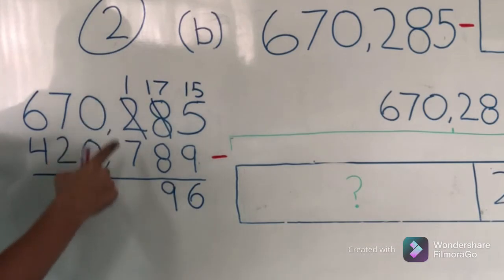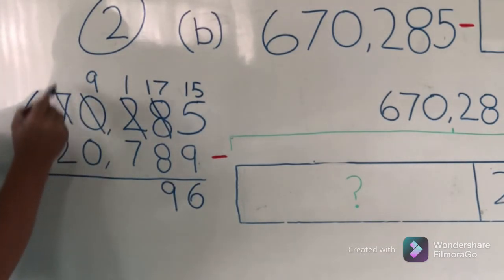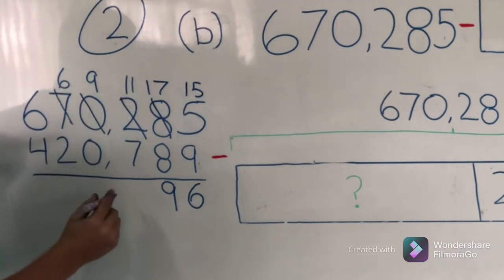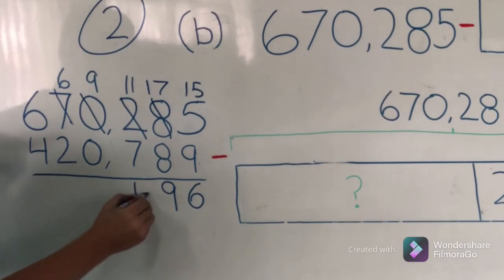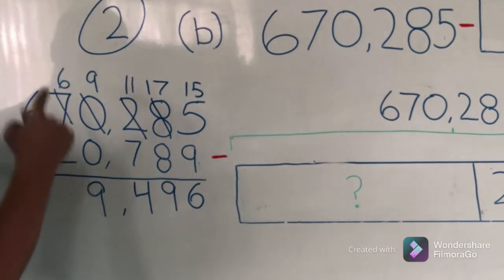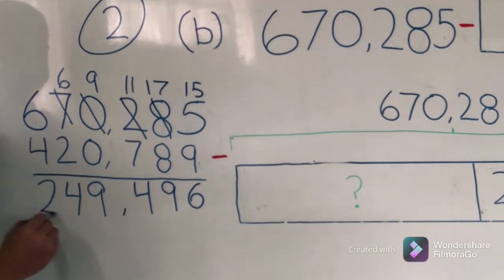And then we have 1 minus 7, we can't do that. We'll make this a 9. Come over here, make this a 6. This becomes an 11. 11 minus 7 equals 4. Okay, comma. 9 minus 0 is just 9. 6 minus 2 is 4. 6 minus 4 is 2.